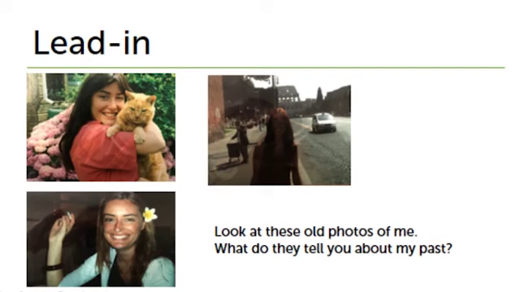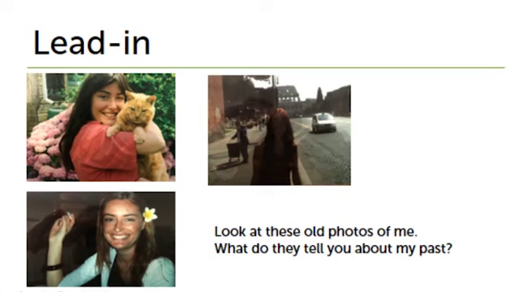Look at these old photos of me, and what do they tell you about my past? So here you can see me cuddling a cat. In this one you can see me smoking, and in this one you can see me. Do you know which country I'm in? That is the Colosseum. So I am in Rome, that's right, in Italy. Okay, I look quite different, don't I?